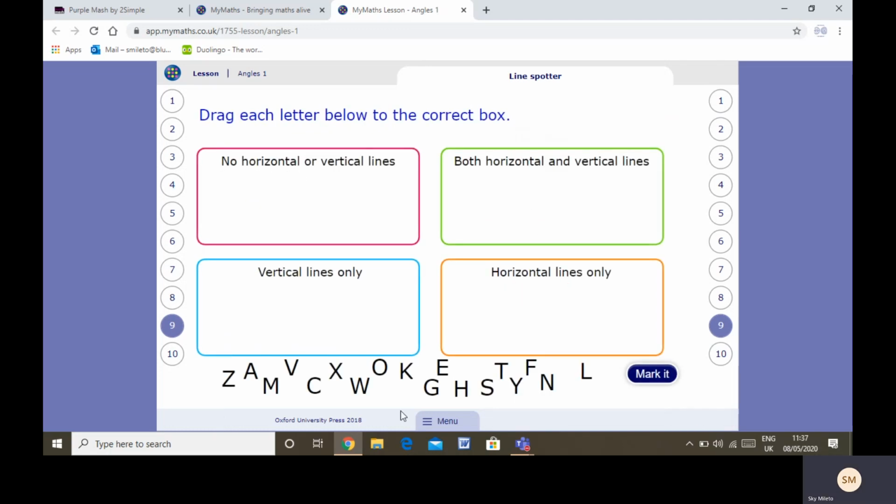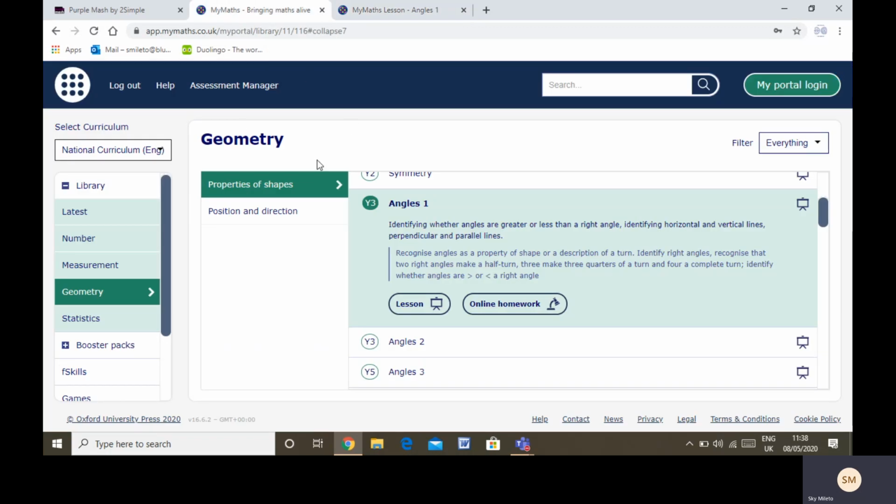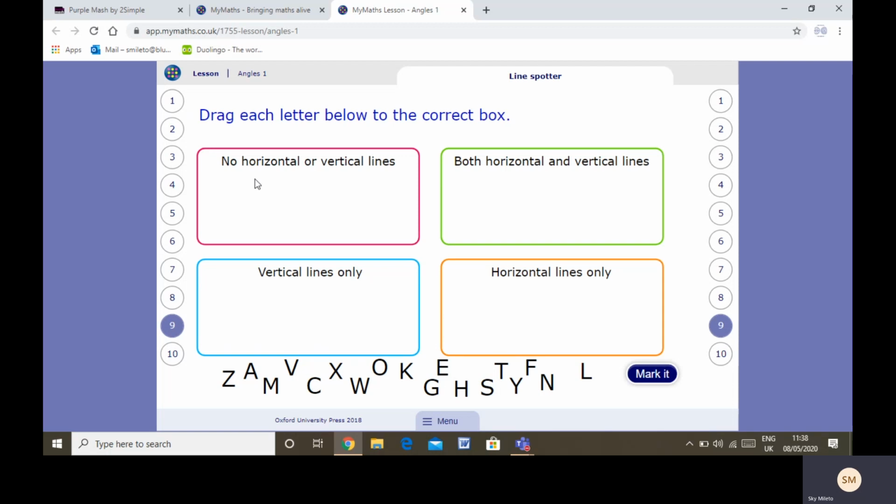So I'm not going to do this one because I don't want to take up too much time, but you can have a go at this one. Remember, by going into the lesson on just the first page of My Maths, all you have to do is type in Bluecoat 1 and the password, and you get onto this page. Not my portal login, otherwise you won't find the lesson. And go to Library Geometry and then find it. You can have a go at this.